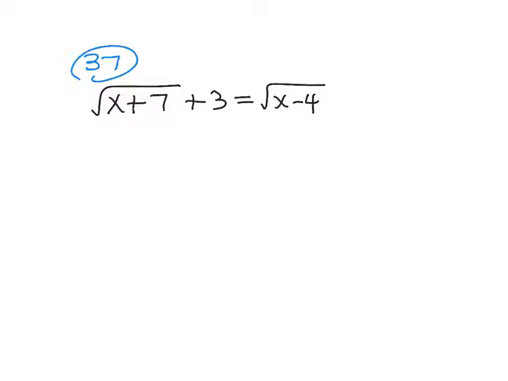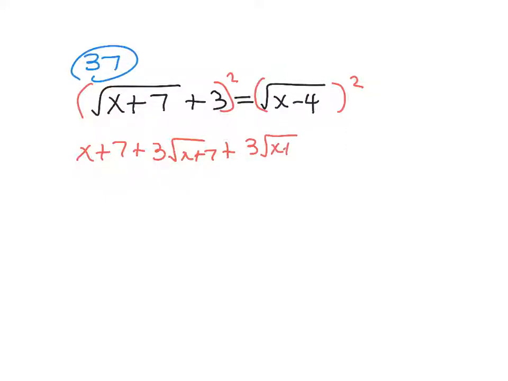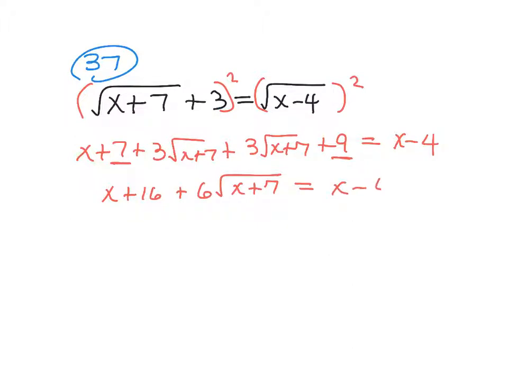Again, your goal is to isolate one of the radicals. It is already isolated, so I'm just going to square both sides. I now need to FOIL the left side. So once I FOIL that, I get x plus 7 plus 3 times the square root of x plus 7 plus 3 times the square root of x plus 7 plus 9 equals x minus 4. I can combine my like terms over here on the left. I get x plus 16 plus 6 times the square root of x plus 7, again, equals x minus 4.